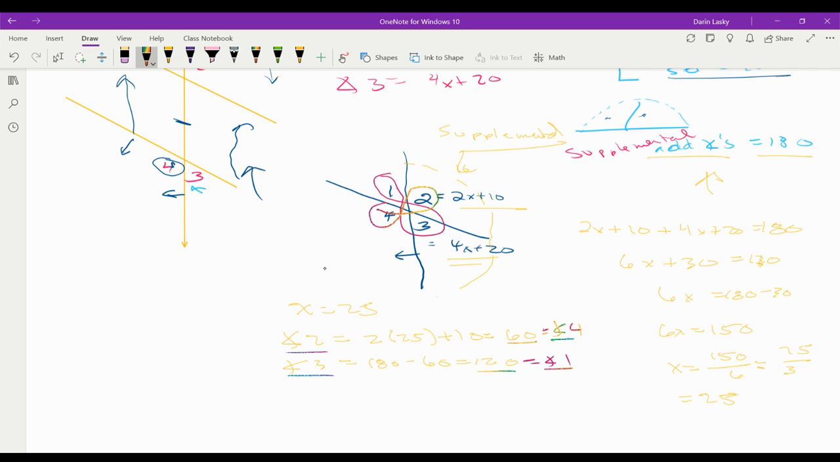And the way we solved it is because 2 and 3 are next to each other, and that's what they give you. We set them equal to 180. All right, guys, that's kind of how we tackle it.